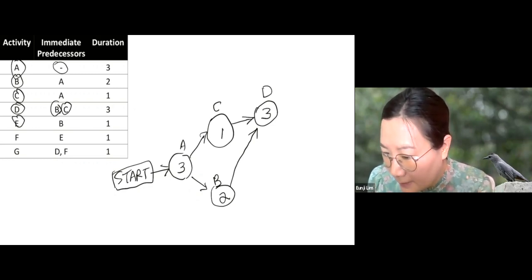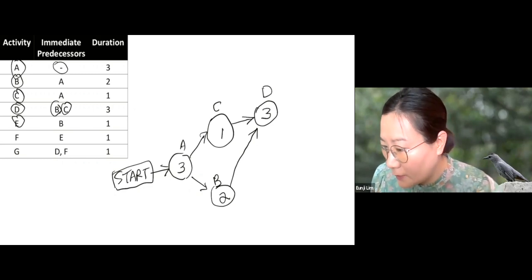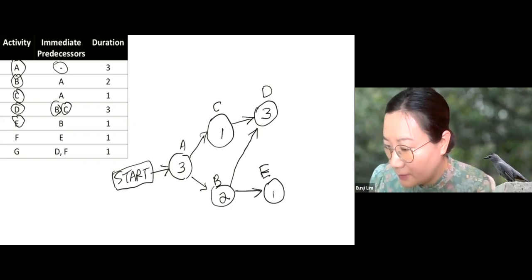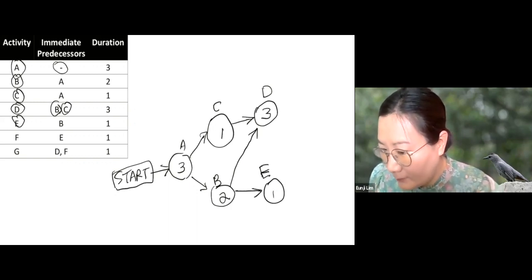Now, after B, we can also start working on E. So E is here. Duration is 1. And we can start E after B. Now, after E, we can start working on F. The duration is 1 month.